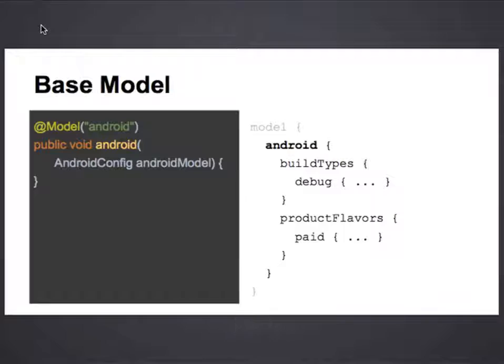That's the very basic one. So we are using managed types. If you went to the workshop yesterday, this is the way you create a managed type. Here we're basically saying, I want an Android element in my model, and that's our entry point for everything. The same way we had an Android extension, the Android model is a managed interface.